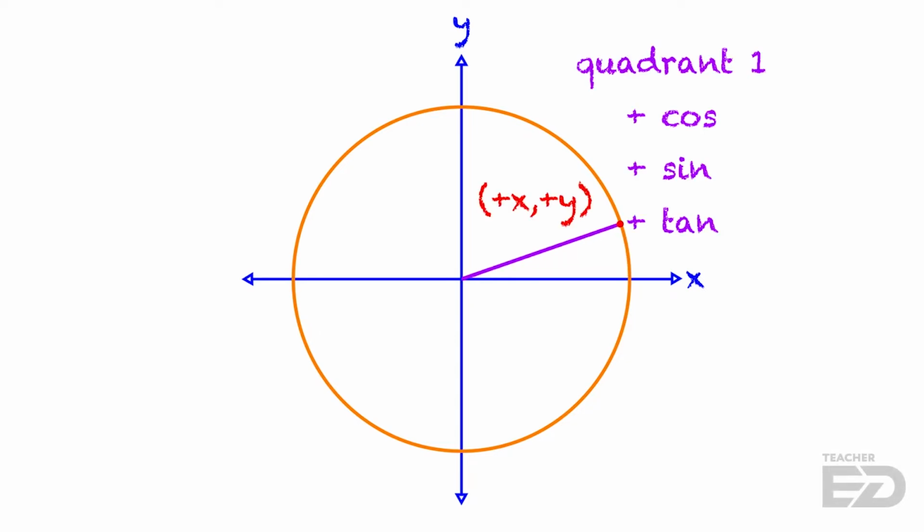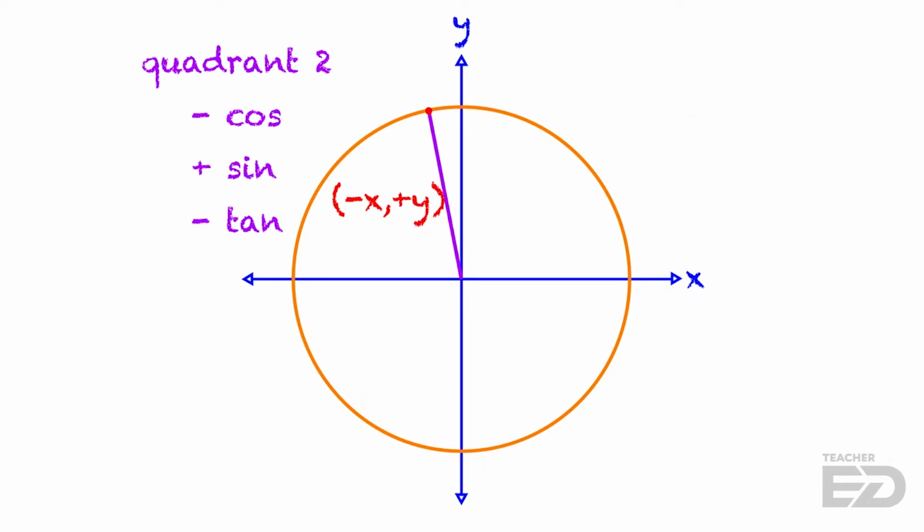In quadrant 1, all values are positive because the x and y values are positive. In quadrant 2, the x value is now negative, but our y value is still positive. This means that the sine value is positive, but the cosine and tangent are negative.